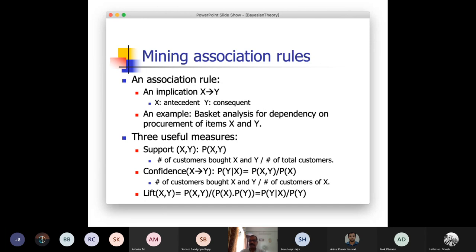So can anyone tell me what this lift is trying to measure? Is there anyone who can answer? Do you have some idea what lift is actually measuring? Okay, I'm not getting any answer, probably. Maybe you're not listening much.